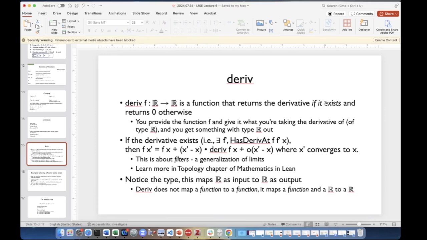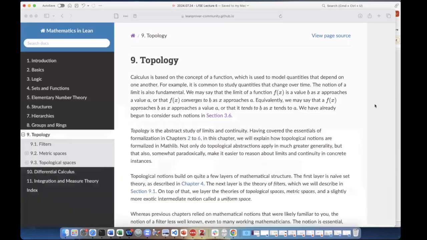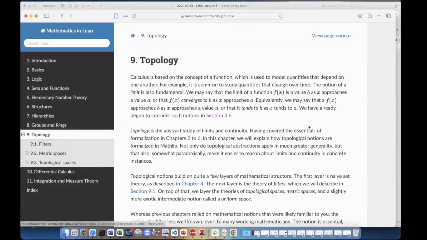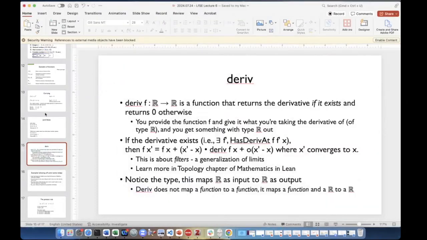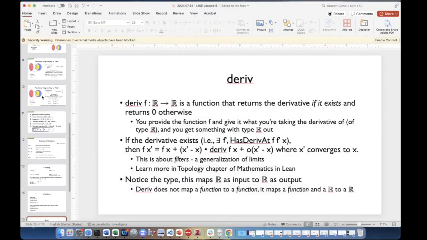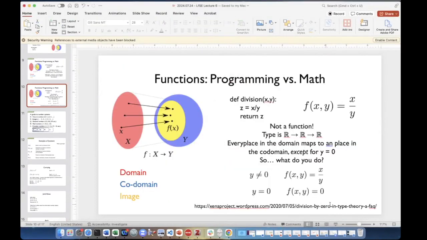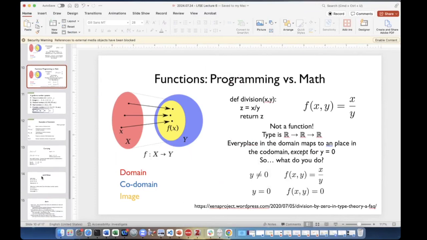What I suggest is revisiting that divide by 0 blog post. I posted the link before. We have that here in the slides, the division by 0 and type theory. Revisit that, keep thinking about that, and bring your questions to Zulip.